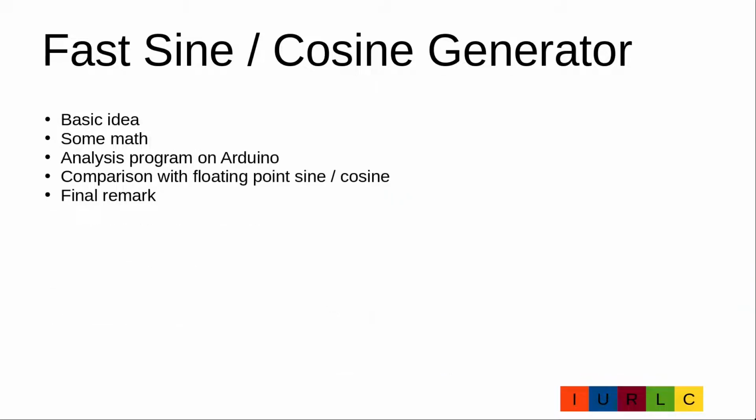First I will show you the basic idea of the algorithm, and then with the mathematics I will show you the way from the basic idea to the C code. Then I will show you an Arduino program to find the best parameter of the algorithm, and I will do a comparison of the data from the algorithm with the data from the floating point sine-cosine functions. At the end I will close the video with some final remarks.